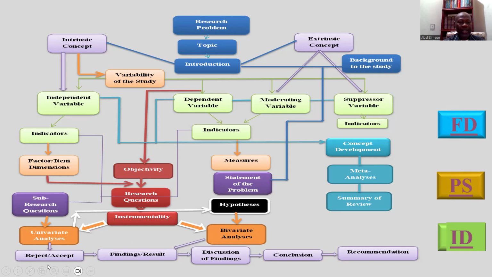Then from the univariate, you move on to the findings or the result, after you must have bivariately analyzed your hypothesis. From the findings, you go to the special findings, and from there you go to the conclusion, and then you recommend. But do not forget that from the independent variable, you also have the concept development. From that independent variable, dependent variable, moderating variable, and then suppressor variable, you have the concept development.